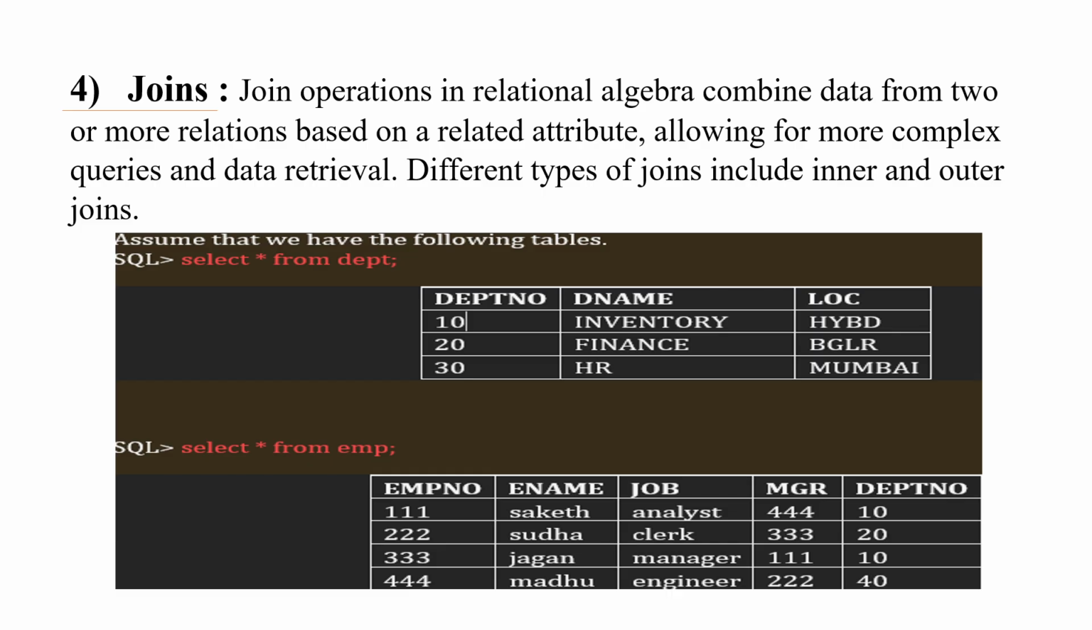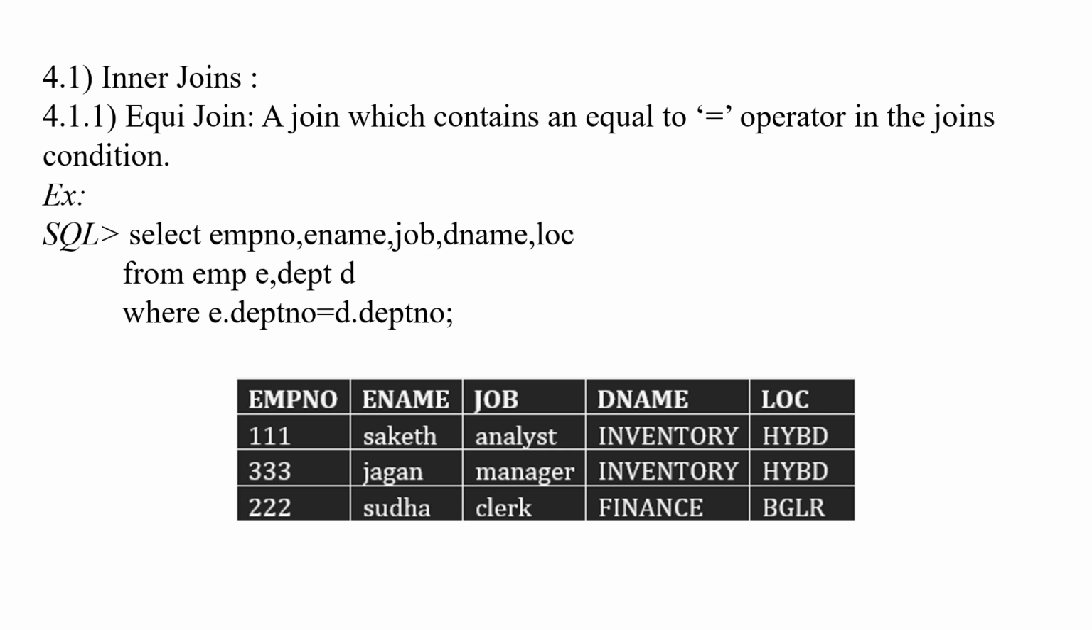Let us consider two tables. First one is DEPT, where DEPT has department number, DName and LOC, meaning location. Let us consider a second table named EMP, employee. It consists of attributes like employee number, ename, job, MGR and department number. Now let us perform different types of join operations using these two tables.